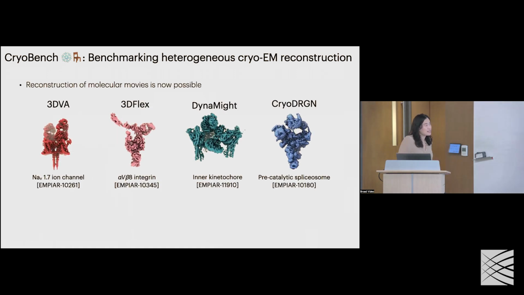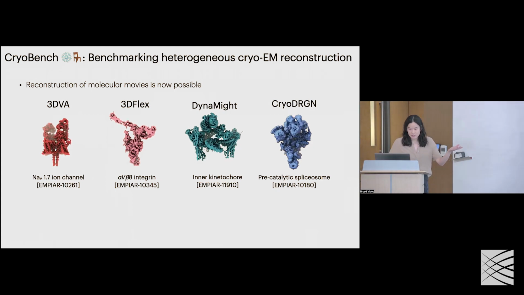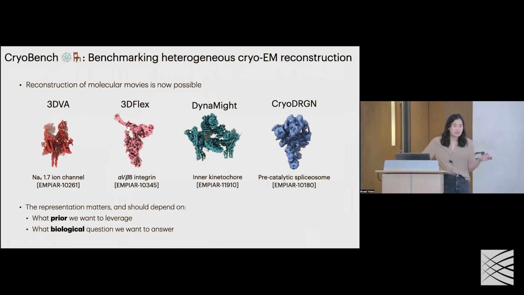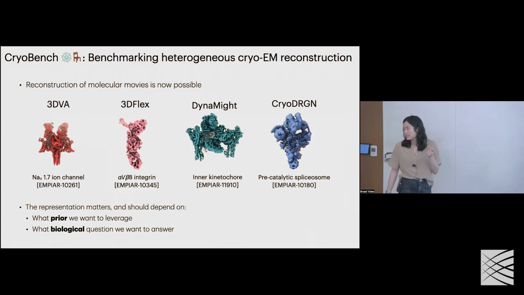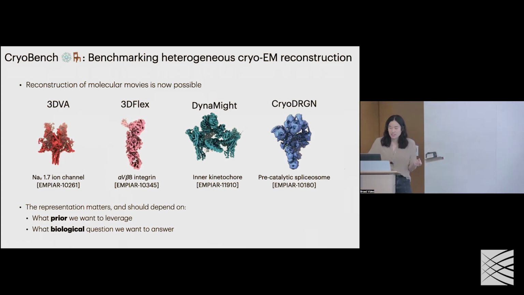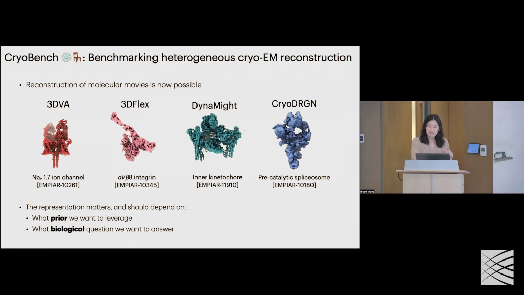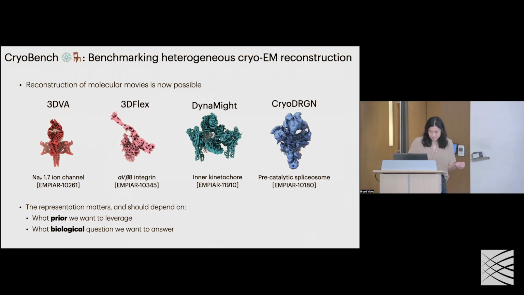So we're in an era now where reconstruction of these molecular movies is possible. You get these really compelling and beautiful visualizations of these macromolecular machines. So here's a couple different methods. The representation, how we actually model this distribution of volumes, matters. It does bias the results of the reconstruction, and it should really depend on what prior information we have about the system and also what biological question we want to answer.